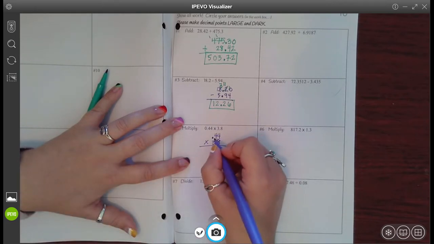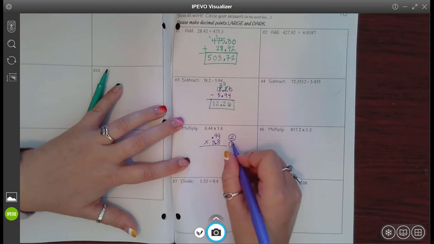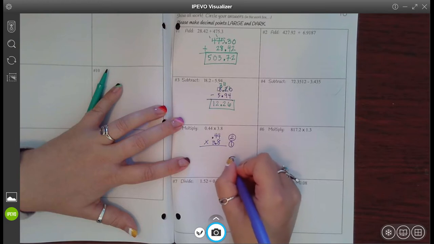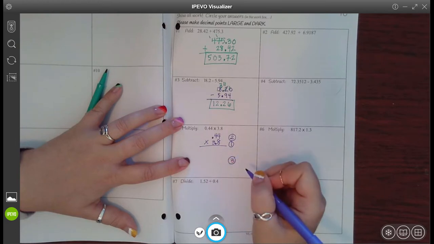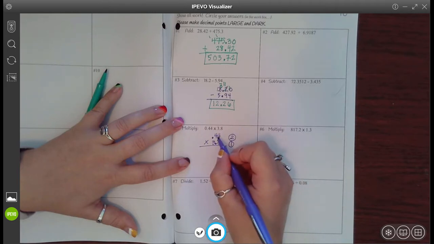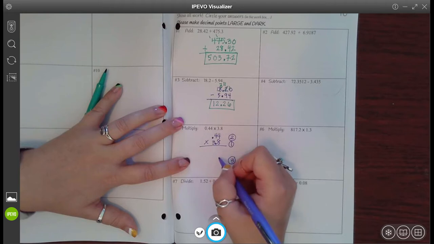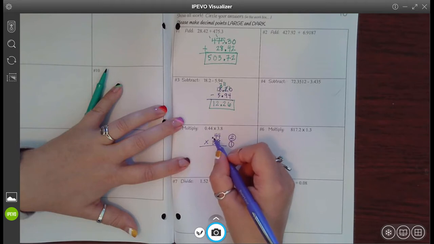I just count that there's 2 numbers after the decimal here, 1 number after the decimal here. So I know that there's going to be a total of 2 plus 1 is 3 numbers after the decimal in my answer. And then after that, I just multiply like normal. I go 8 times this number, then times that number. I need to put a zero placement holder because, again, we're kind of ignoring the decimals. And I then move to the tens place. So I put a zero placement holder to move on to the tens place now when I start multiplying. And you go this times this and this times this.